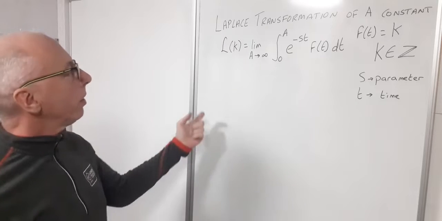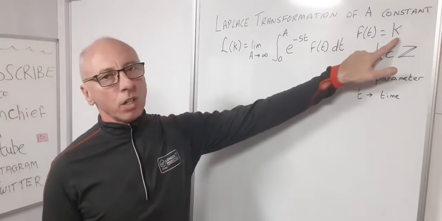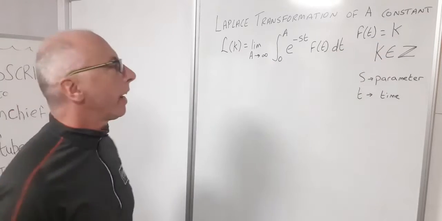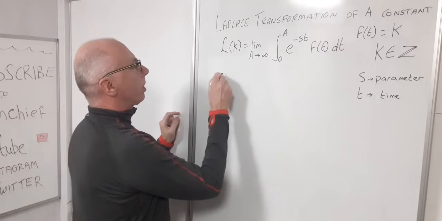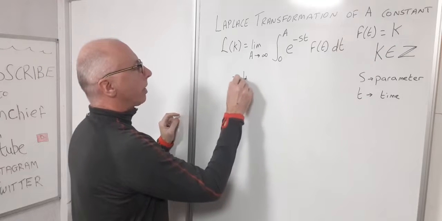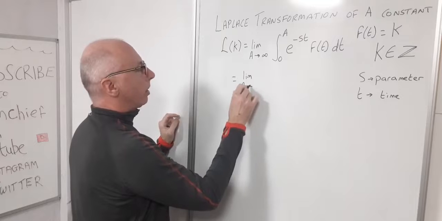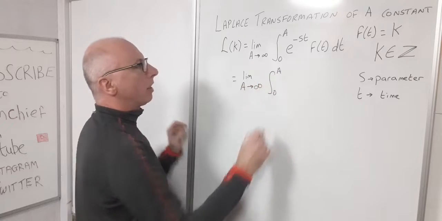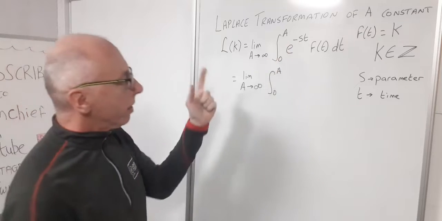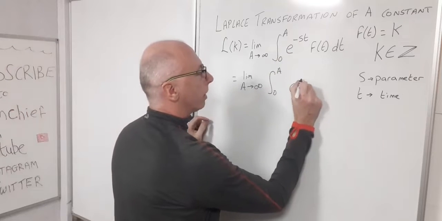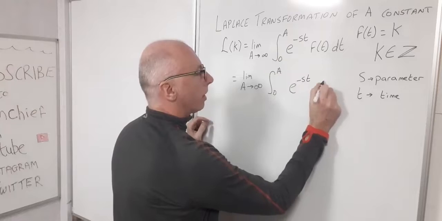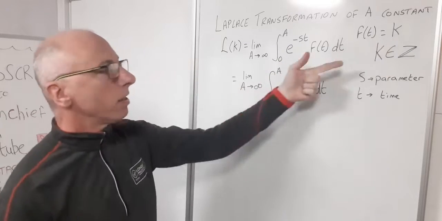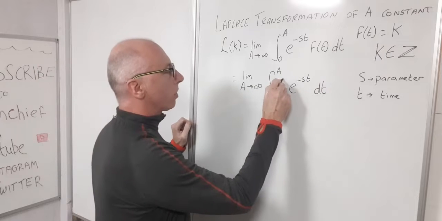Okay, so now the Laplace transformation of our constant. Now I can change this terminology and put in stuff that we already know. So the limit as a approaches infinity, integral from 0 to a, I've got e to the minus st, that's going to stay, and dt. And my f of t is just k. So k is just my variable for a constant.